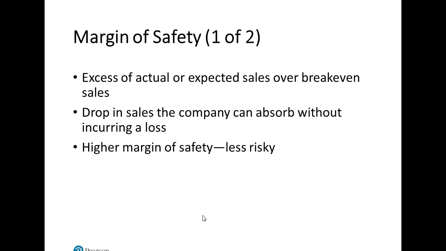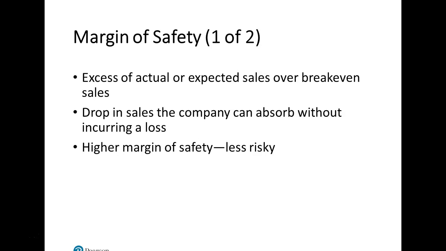Margin of safety is the excess of actual or expected sales over the break even. So if my break even in my example is 500 units, my margin of safety is going to be a level over that. It's going to be the excess over my break even point. So my margin of safety is the difference between the two. If I produce 600 units and my break even is 550 units, my margin of safety is 50 units. It's the difference between the two.